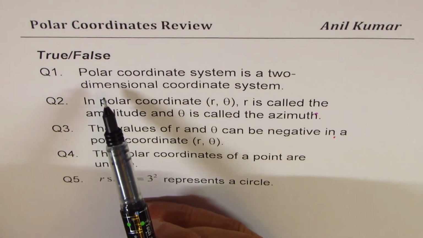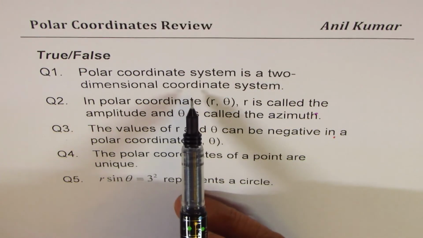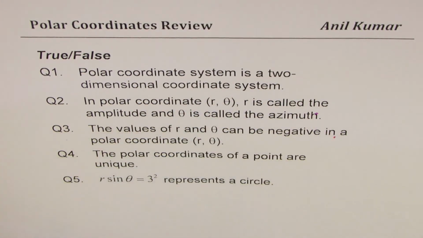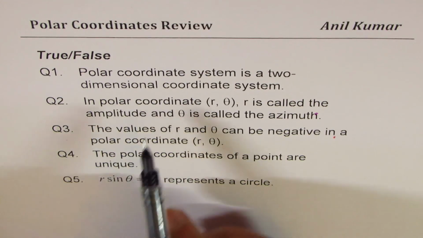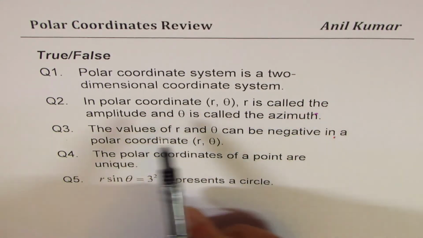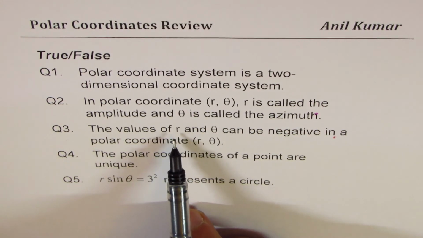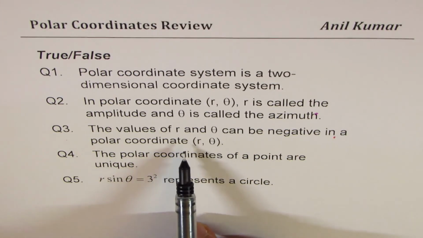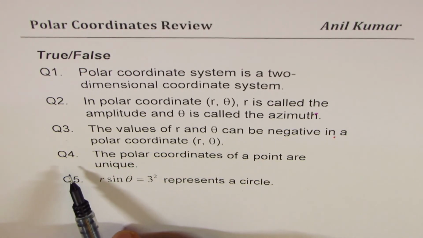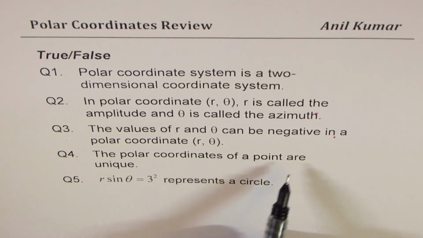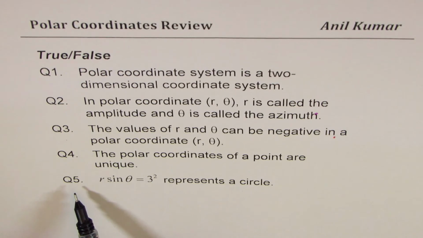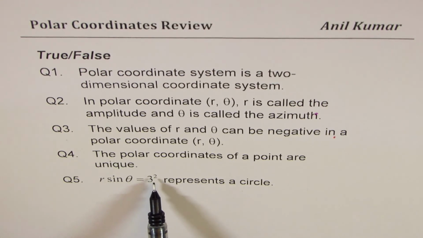Question number 1. Polar coordinate system is a two-dimensional coordinate system, true or false? I'm leaving the answers for you. We'll just read the questions. You mark them true or false and provide reasons. Question 2. In polar coordinate r theta, r is called the amplitude and theta is called the azimuth. Question number 3. The value of r and theta can be negative in a polar coordinate r theta. Question number 4. The polar coordinates of a point are unique. Question number 5. r sine theta equals 3 square represents a circle. True or false? Okay, here are the answers.